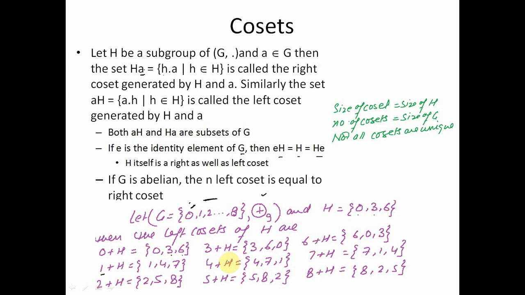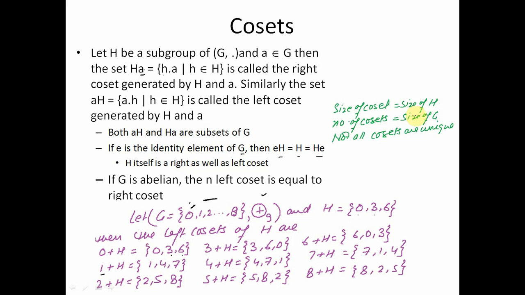Similarly, the coset defined by 4 will be 4, 7, 1. Coset defined by 5 will be 5, 8 and 2. 5 plus 6 is 11, and 11 in mod 9 is 2. Similarly, coset defined by 6 is 6, 0, 3. Coset defined by 7 is 7, 1, 4. Coset defined by 8 is 8, 2, 5.